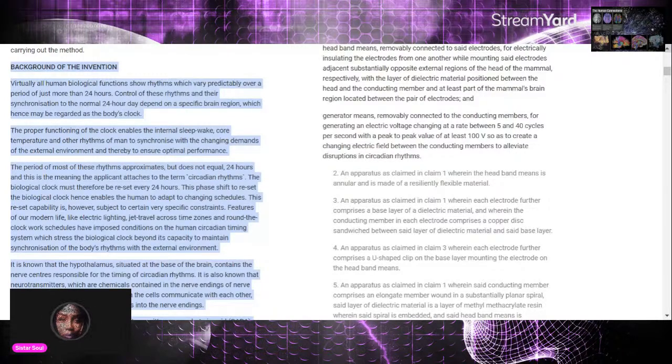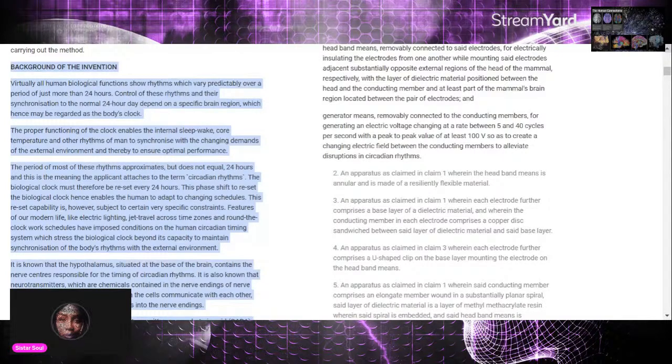It says that the biological clock must therefore be reset every 24 hours. The phase shift to reset the biological clock hence enables the human to adapt to the changes in schedules. This reset capability is, however, subject to certain very specific constraints, right? And when it comes to that, it says very specific constraints, right?